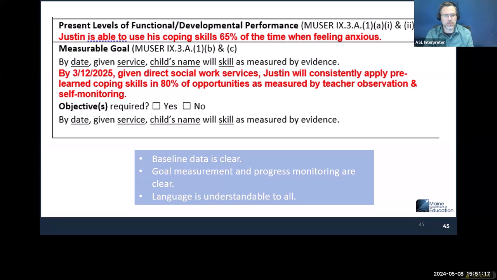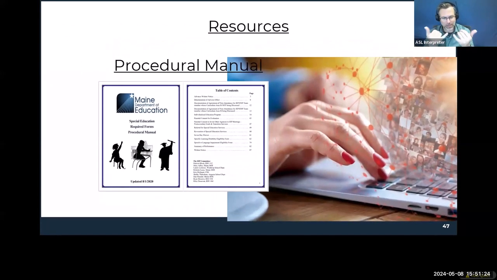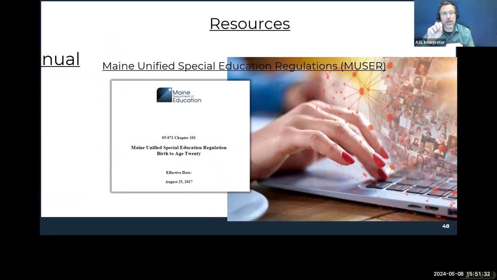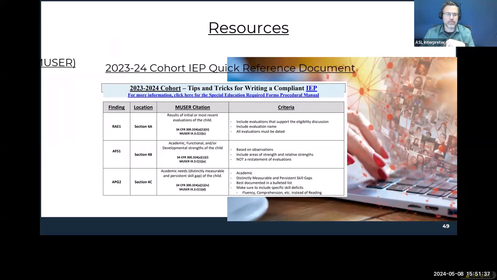All right, I'm going to go through the last little bit here. So we have resources. This is the procedural manual that we talked about. You can link to it. MUSER, the Maine Unified Special Education Regulations. This is also a very cool tool.